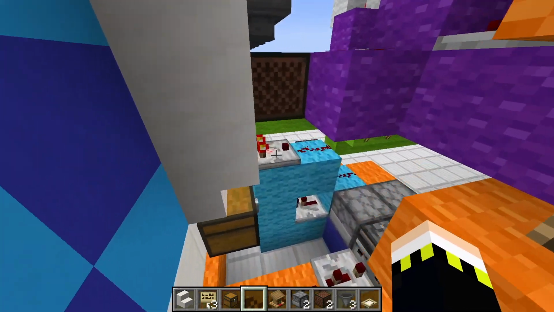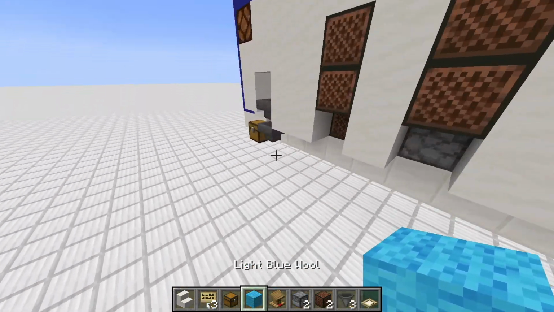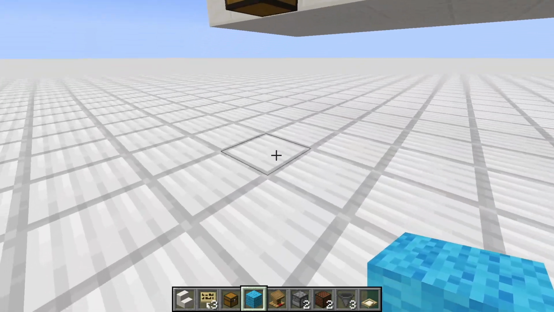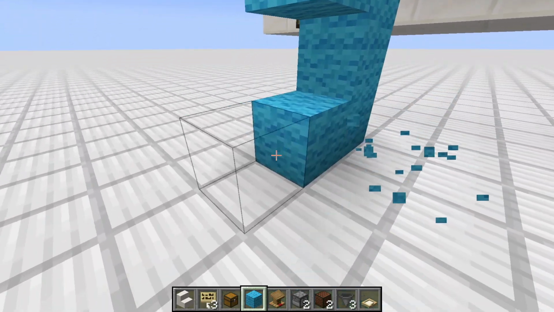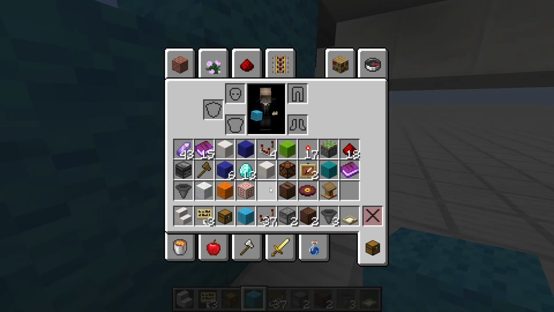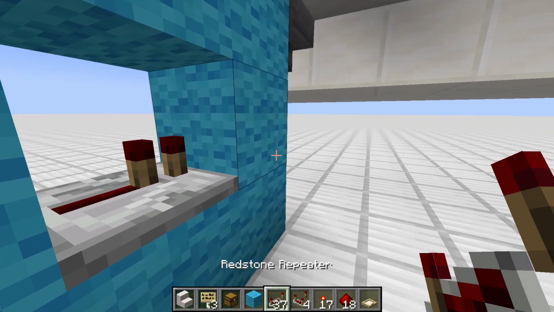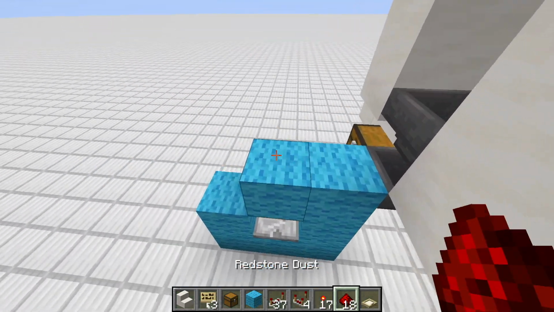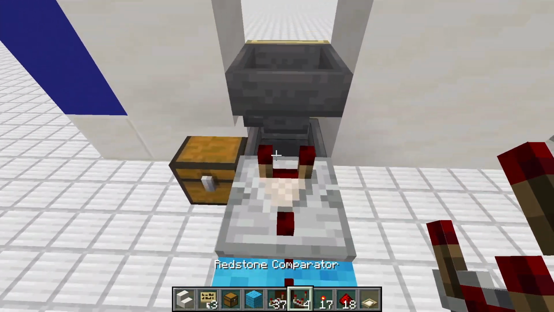Great, so next up we will add the circuit, the light blue one, so 2 blocks right here, 2 blocks right there, another 2 blocks and 1 block. I will now grab my redstone stuff. Here a repeater, there a redstone torch, 2 pieces of redstone and a comparator.